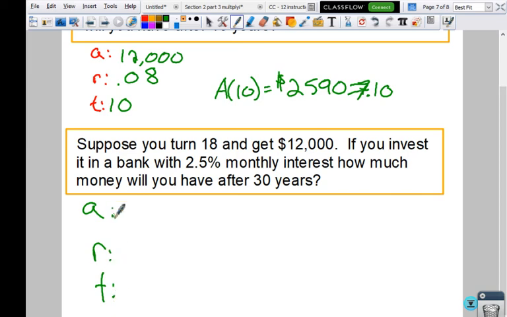2760. I could be wrong too. I just got that. Can I do this one? I want to do it. I volunteer. I got this. I want to say 27,000. Monthly interest, how much money will you have after 30 years? I want to say 27,000. So I feel rich.